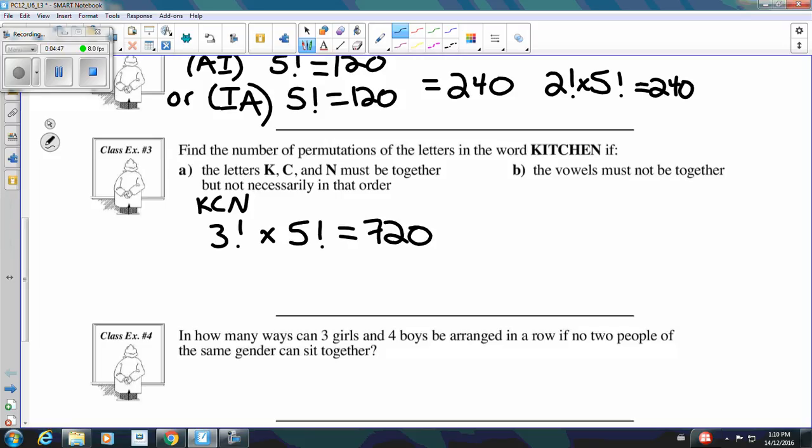The trickier questions are ones like this, where the vowels must not be together. So in order to find when the vowels must not be together, I could take a whole bunch of different options and add them together. Or I could take the total number and subtract the number of ways the vowels are together.